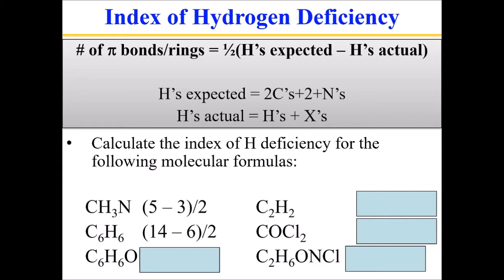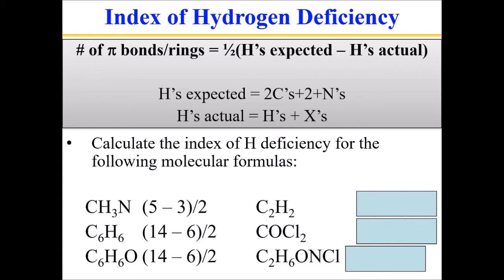For the next example, all I did was take the C6H6 and add an oxygen to it, and oxygen has no effect anywhere in this equation. So I'm going to see the exact same math. The number of hydrogens that I expect to see is 2 times the number of carbons plus 2. There are 6 actual hydrogens, so 14 minus 6 divided by 2 gives me an index of hydrogen deficiency of 4. So I would think there's probably a benzene ring in there. That would be my first assumption.